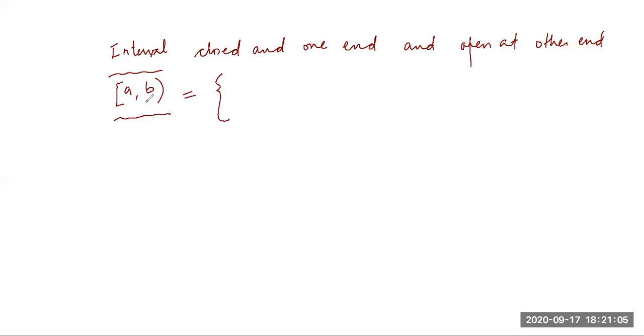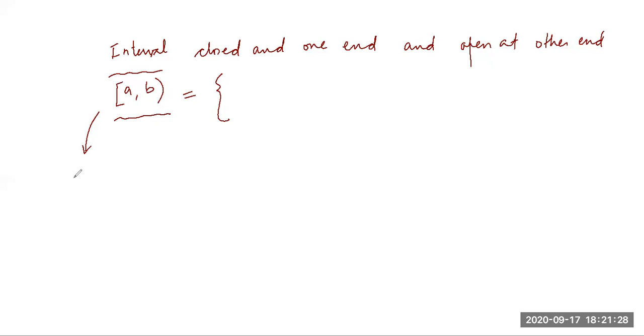That A is contained in the set, but B is not contained. So B is open, right? So can you give me an example of this? A practical example? Maybe you can talk about a set of some integers where one end is closed, other end is open. Any example? Anybody?